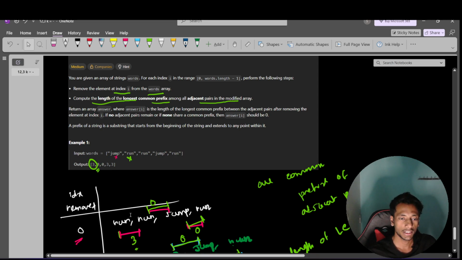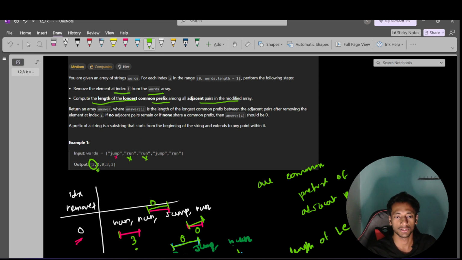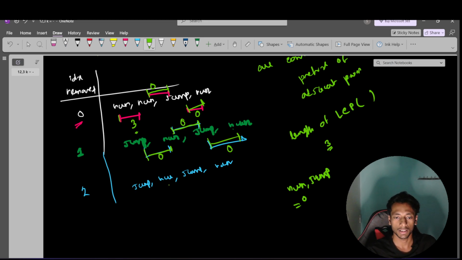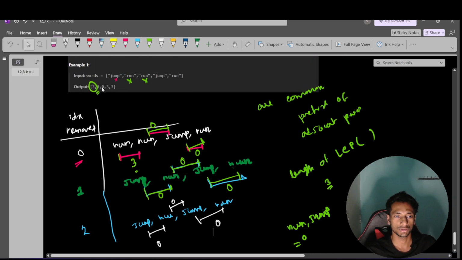Next, again, first of all, remove this string, which is run. Then the modified array will be jump, run, jump, run. So these are the adjacent pairs. For jump and run, what is the longest common prefix? This is 0. There is no common prefix. Similarly, for run and jump, again 0, and for jump and run, again 0. So for this index 2, the answer is also 0.